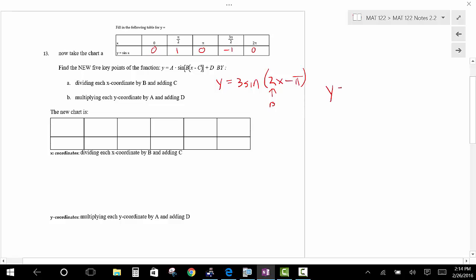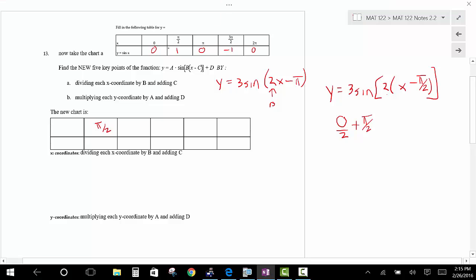So if you're in a factored form, you have y equals 3 sine of 2 times (x minus pi over 2). So we're in a factored form. They say just divide each x coordinate by b and add c. Like if you took this x coordinate of 0, and you divide it by b, which is 2, then you add c to it, which is pi over 2, then you would get a new key point. So that would be pi over 2. Then you can continue to do this each time to get these x values in your chart.